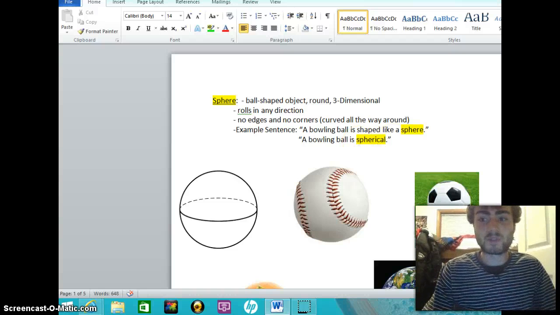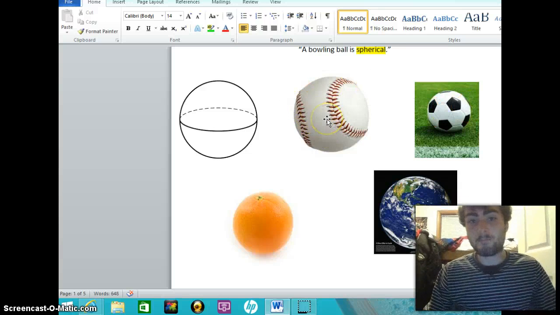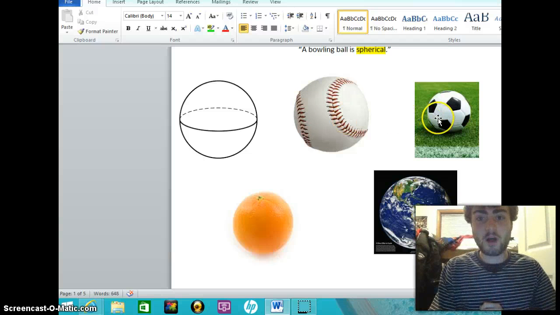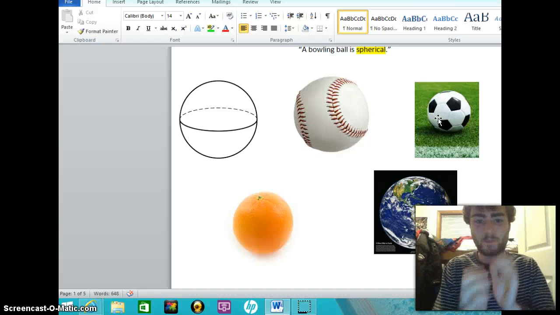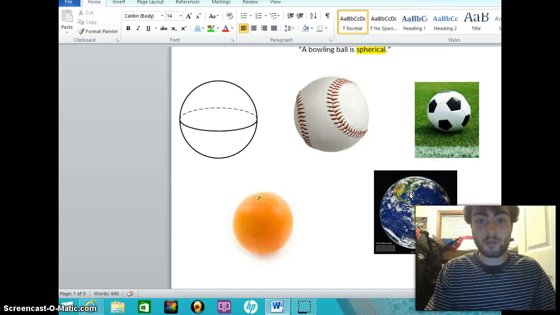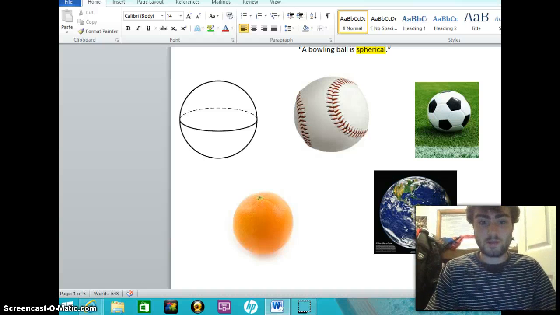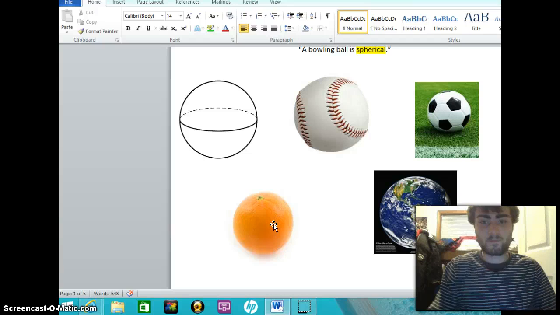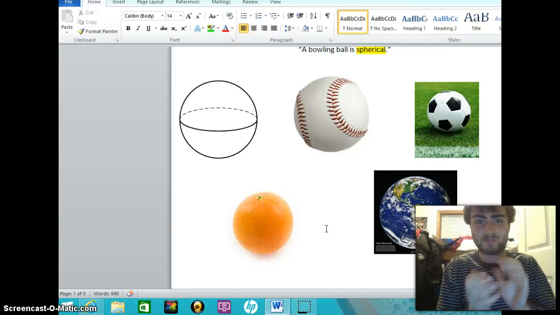Here are some examples of objects that are spheres. A baseball is a sphere. A soccer ball or football is a sphere. The earth is a sphere. An orange is a sphere. Every time you hear the word sphere, I want you to do this.